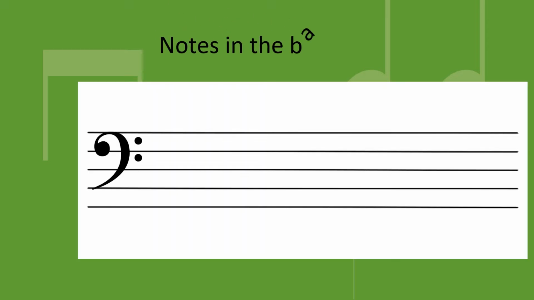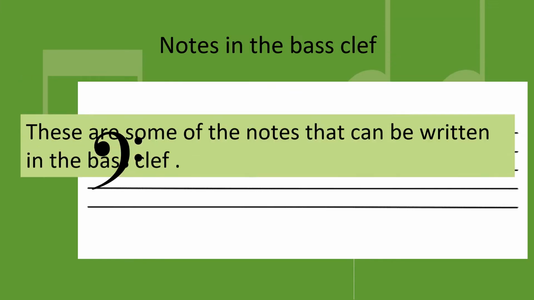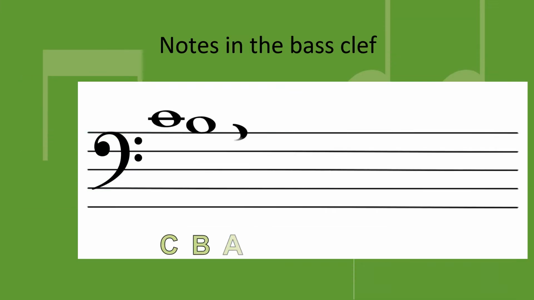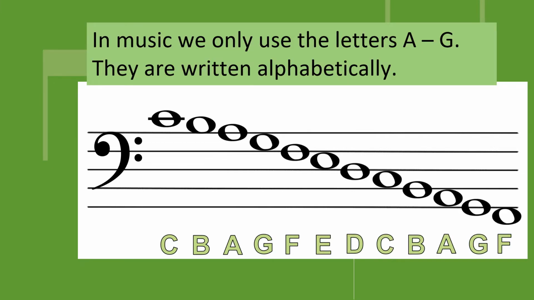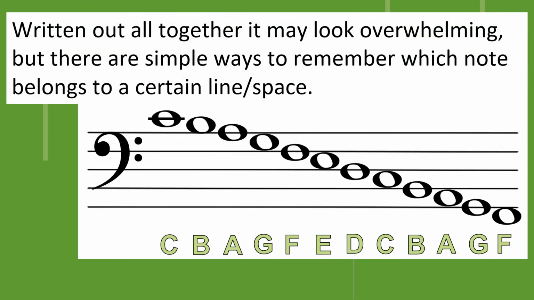We're now going to take a look at some of the notes we can find written in the bass clef. These aren't all of them, there are more, but we're going to start on middle C and work our way backwards towards a low F. We only use the letters A to G to label our notes. And when it's written out all together like this, it seems a little bit overwhelming, but there are simple ways that we can try and remember whether a note lives on a particular line or in a certain space.